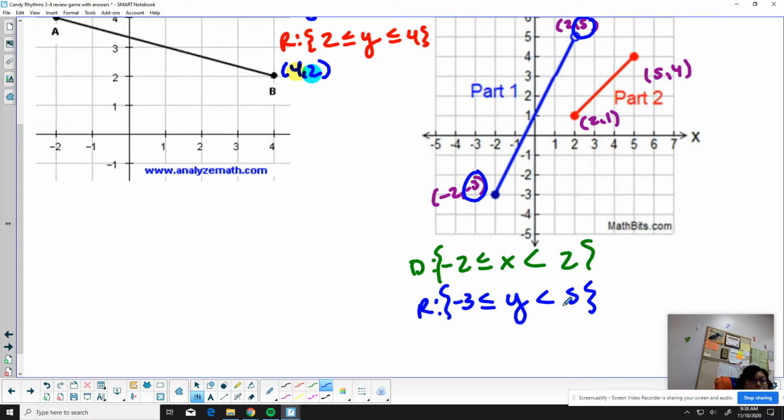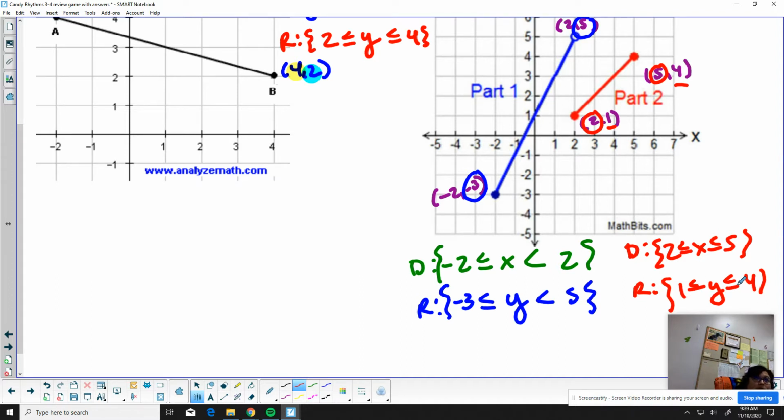And then if I do the red one, so again, for the domain, I have to use the x's, so 2 and 5. X's in the middle, both closed, so less than or equal to. And the range, I'm doing the y's, so 1 and 4, with a y in the middle, and they're both closed, so less than or equal to. So I hope that's getting easier for you. It really is easier if you write the points out, and that way you can pull just the x's out for the domain, and you can pull just the y's out for the range.